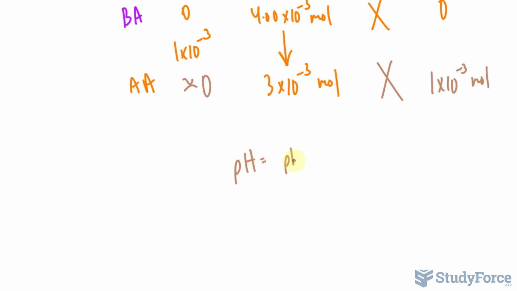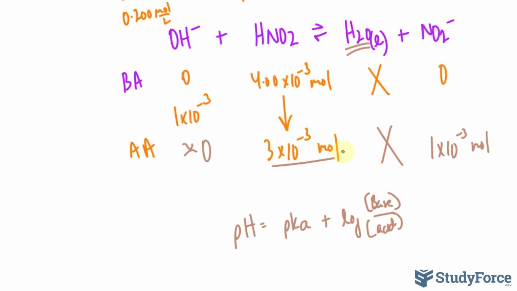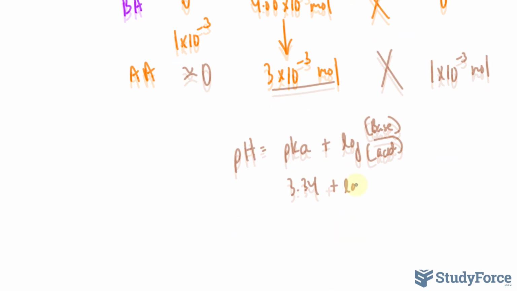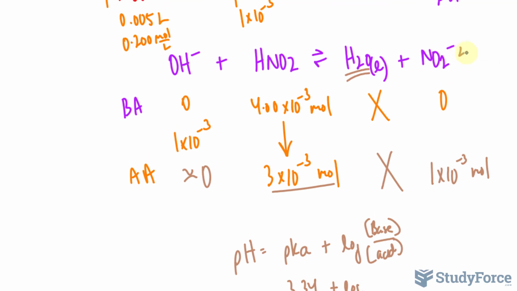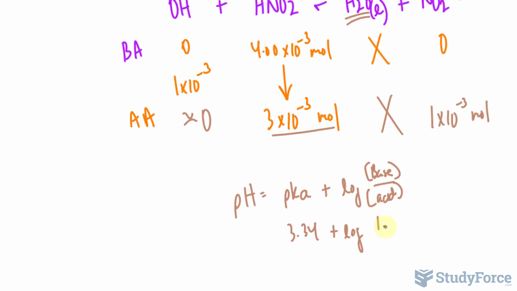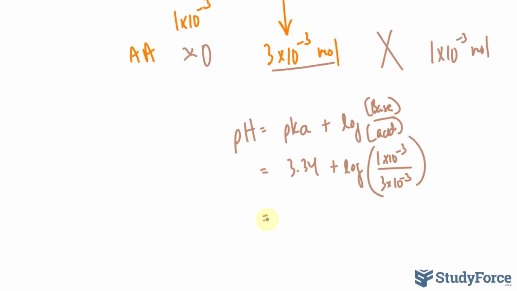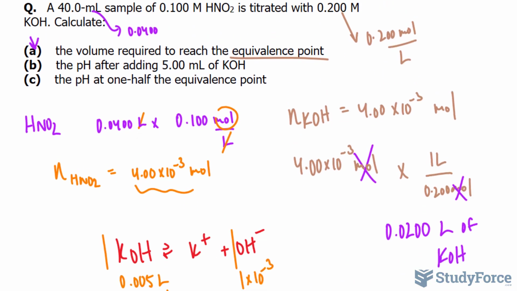So pH is equal to pKa plus log of base over acid. The pKa for HNO2 is 3.34 plus log of our base. Remember, this is our conjugate base, 1 times 10 to the power of negative 3 over our acid, 3 times 10 to the power of negative 3. If we substitute this all into our calculator, you should end up with 2.86. So that right there represents the answer to question B.